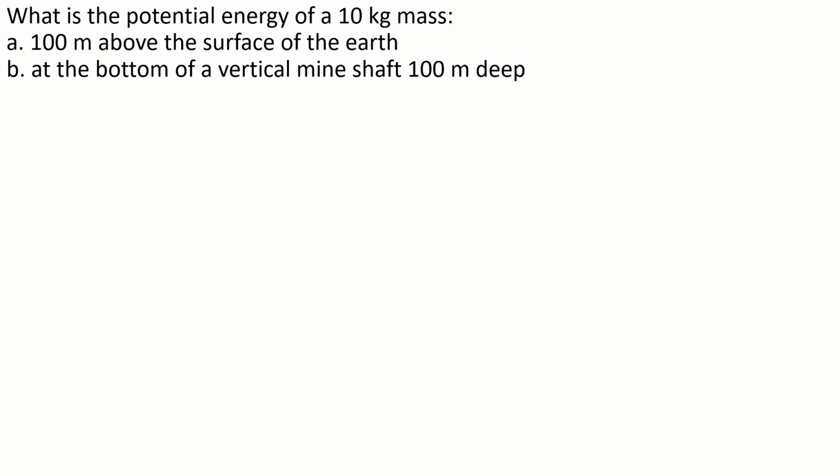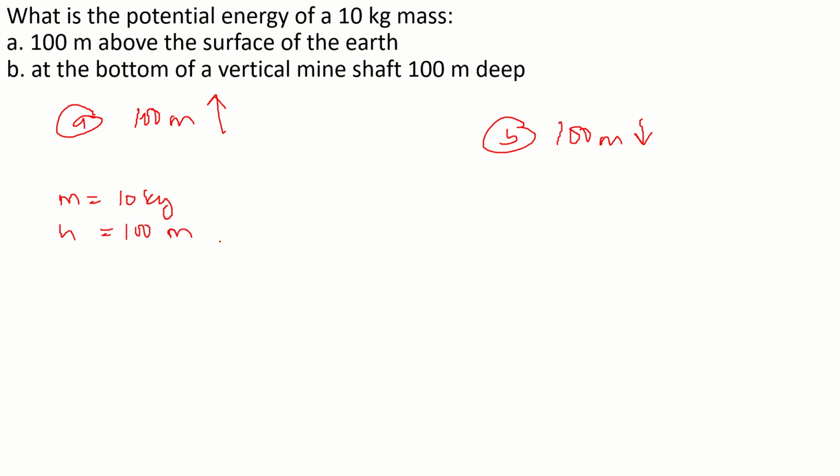What is the potential energy of the 10 kilogram mass above the surface of the earth and at the bottom of a vertical mine shaft? So for the first one, they are almost the same. But if you try to observe, this is 100 meters above, and this is 100 meters below the surface of the earth. So if you're going to solve, mass is equal to 10 kilograms. The height is 100 meters because it's above. Here, mass is 10 kilograms and then the height is 100 meters below. This becomes, since it's below, we can indicate negative because it is down below.